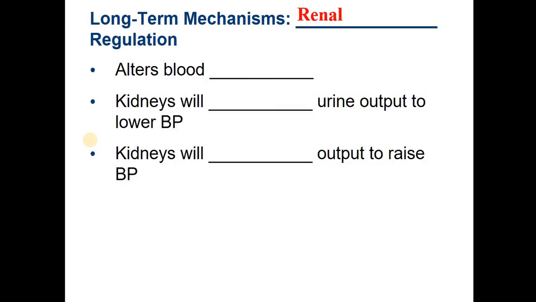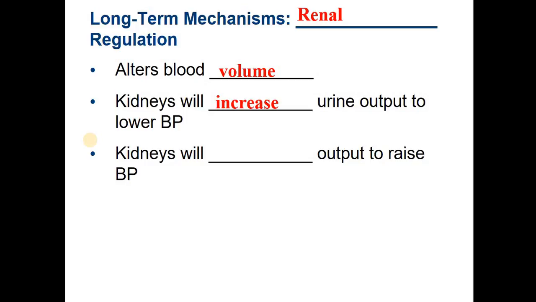Long-term regulation is by your renal system, or when you see renal, think of kidneys. Your kidneys alter blood volume. Your kidneys will increase urine output to lower pressure. So if your pressure is too high, then your kidneys will begin to work to cause you to have an increased amount of urine going into the nephron, to cause you to have to go to the bathroom to lose fluid to get that pressure down.